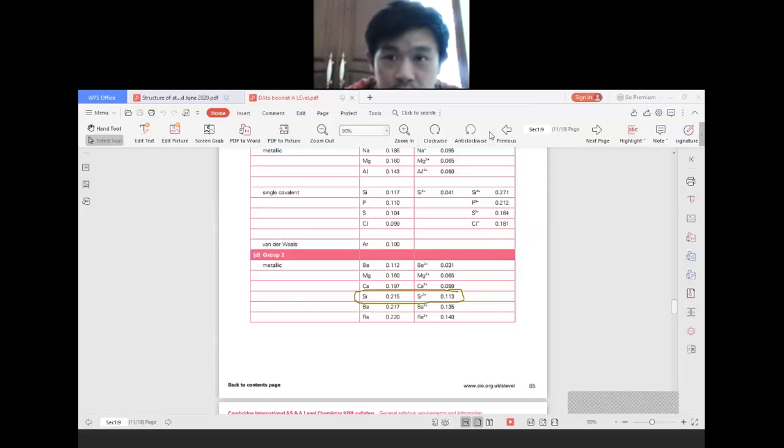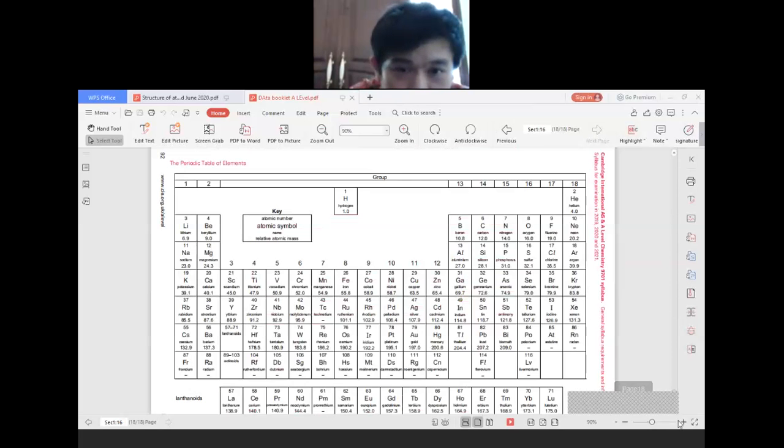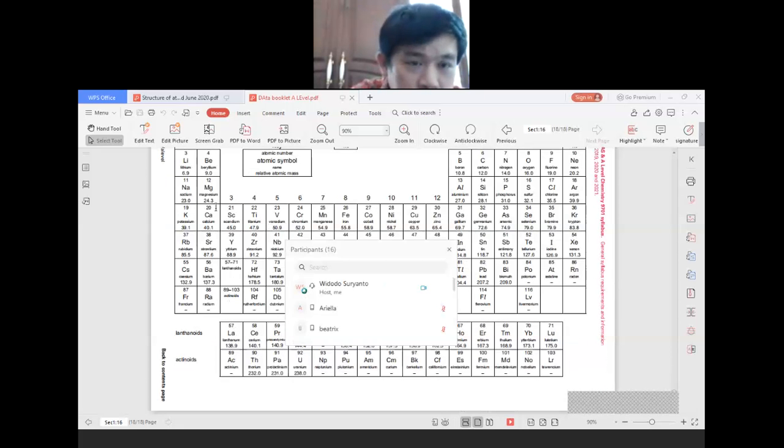Okay, why is it like this one? Because the two electrons have been removed from the S. We have to see whether it is in the first period or second period or the fifth period of the periodic table. Now let's see this one, the strontium.